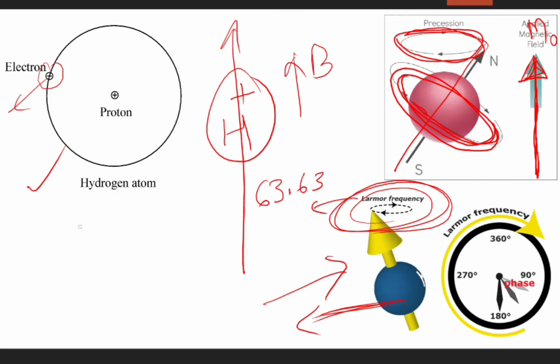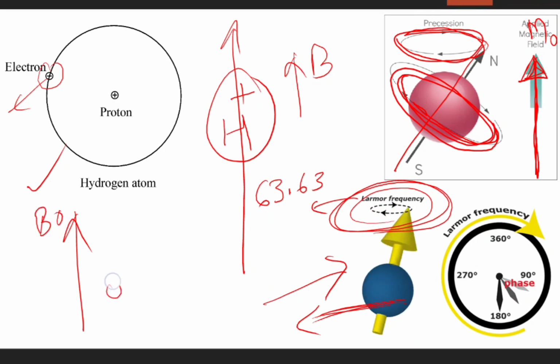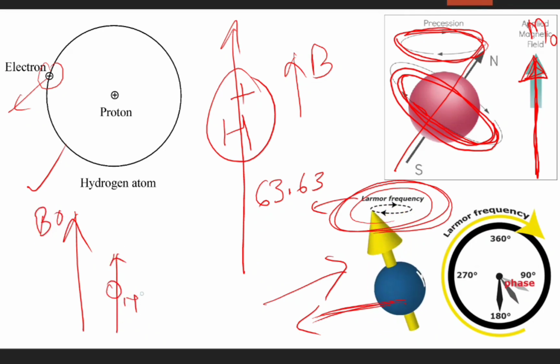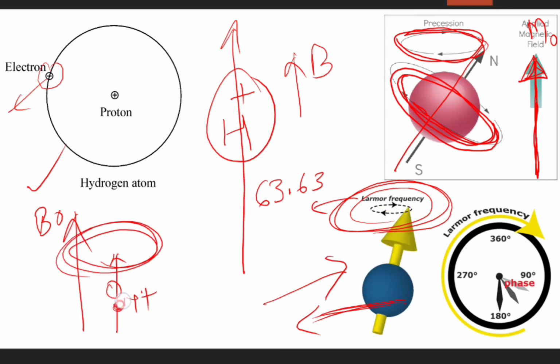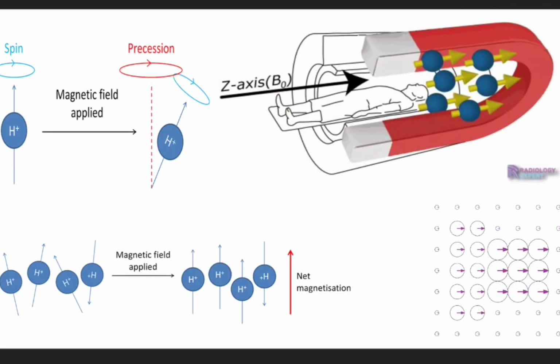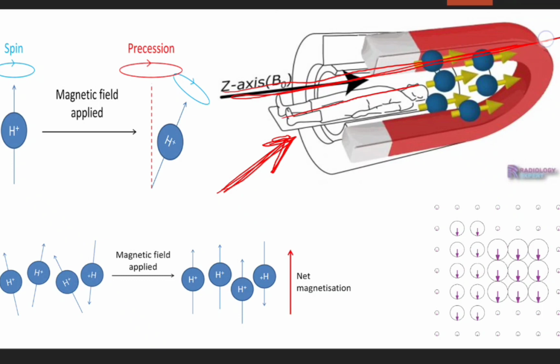So the conclusion is, when there is a magnetic field and we put a hydrogen atom inside that magnetic field, it starts precessing and also spins on its own axis. Okay, we'll see the next part. In this diagram, this is the patient lying, and this is your main magnetic field in this direction. All the hydrogen atoms are pointing in this direction, so all these atoms are aligned.